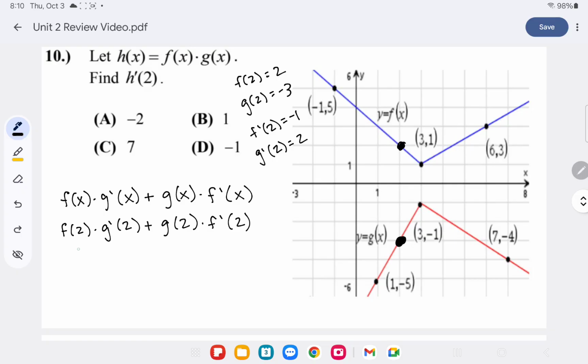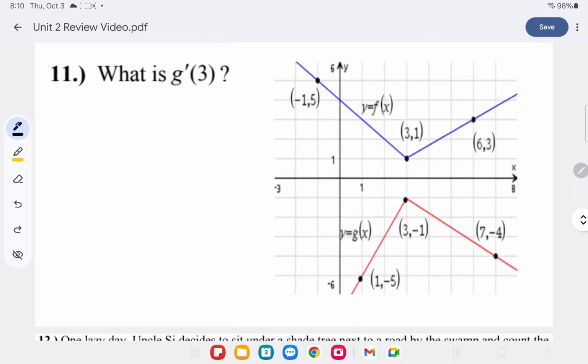So f of 2 was 2. G prime of 2 was also 2. G of 2 was negative 3. F prime of 2 was negative 1. So we have 4 plus 3, which is 7.